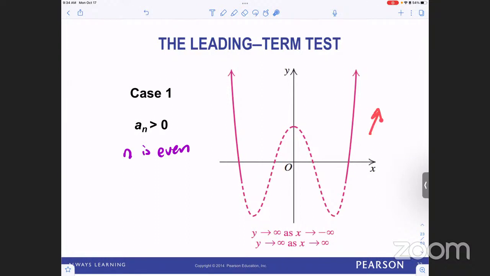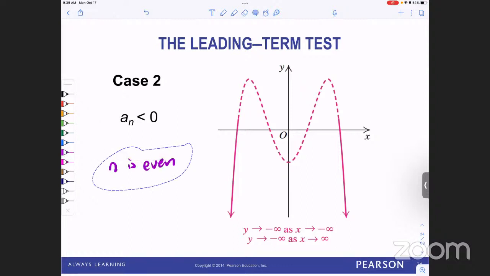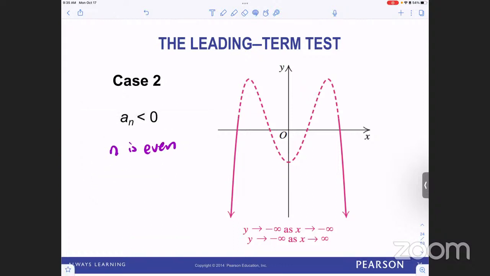Instead of up to the right, it's going to go down to the right. All right. And our n is, oh, I copied it. Let's just paste. All right. So a positive leading coefficient means we go down to the right. With n being even, that means the other side does the exact same thing, down to the left.